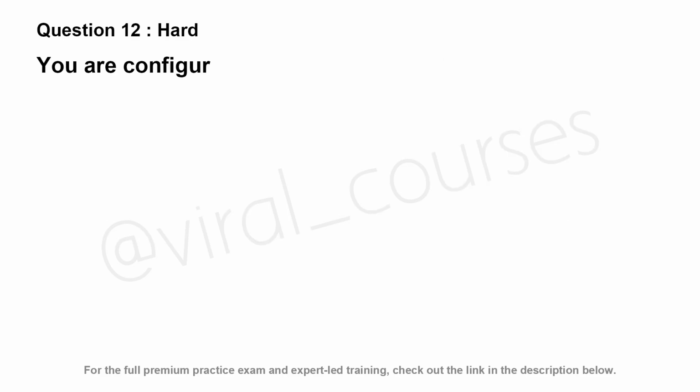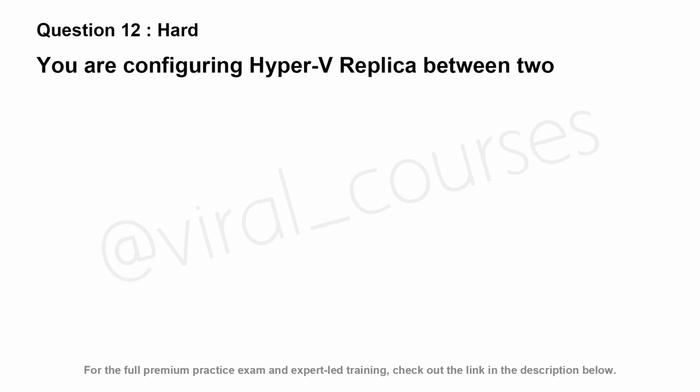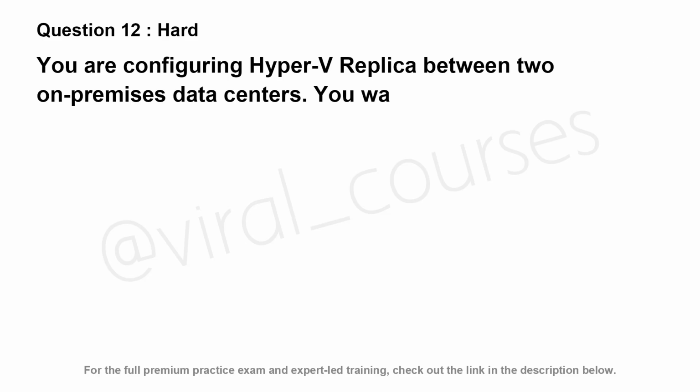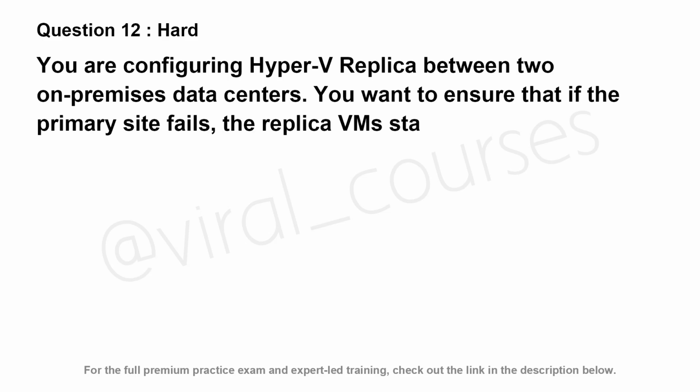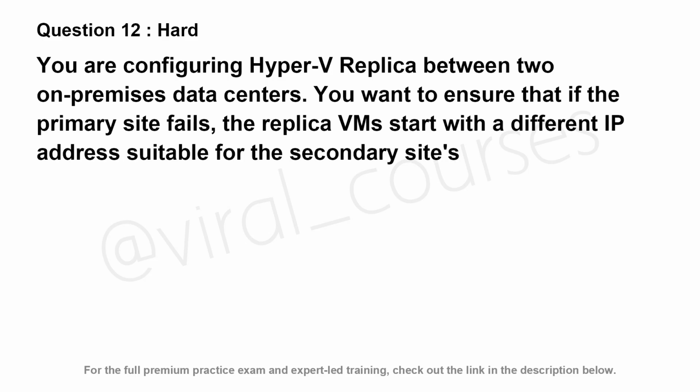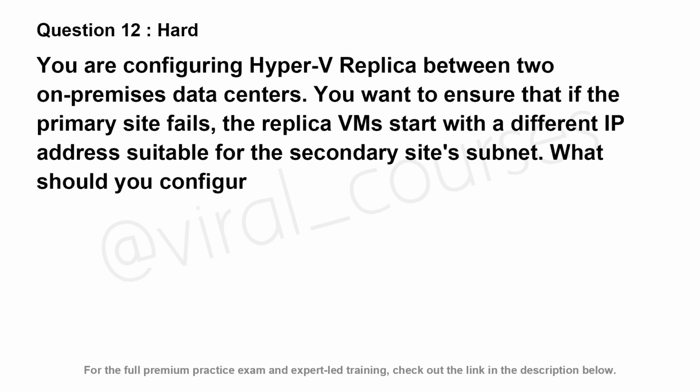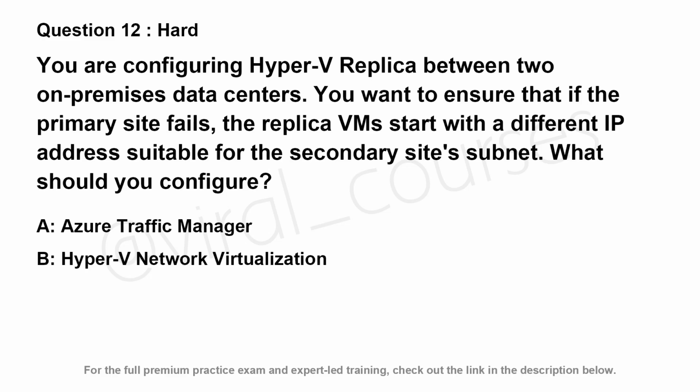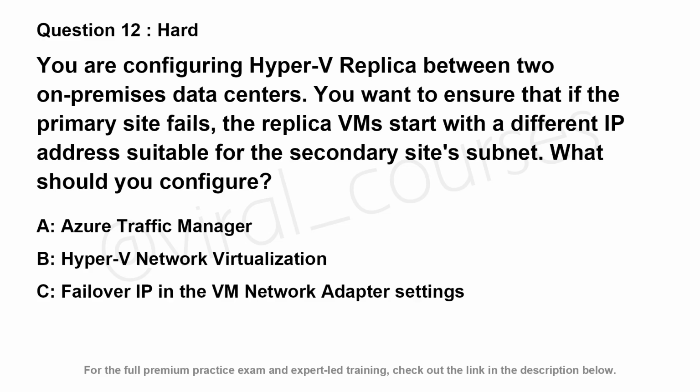You are configuring Hyper-V Replica between two on-premises data centers. You want to ensure that if the primary site fails, the replica VMs start with a different IP address suitable for the secondary site's subnet. What should you configure? Option A, Azure Traffic Manager. Option B, Hyper-V Network Virtualization. Option C, Failover IP in the VM Network Adapter Settings. Option D, DHCP Relay Agent.